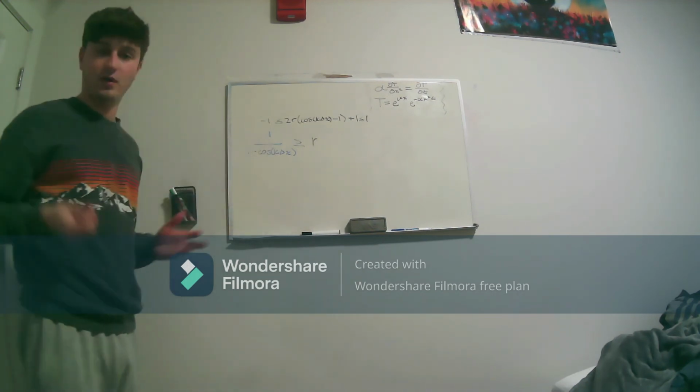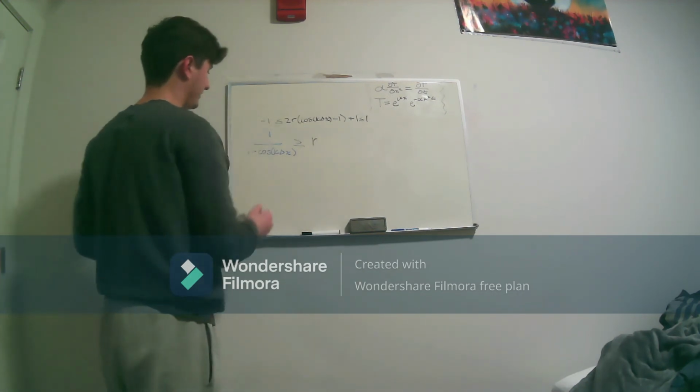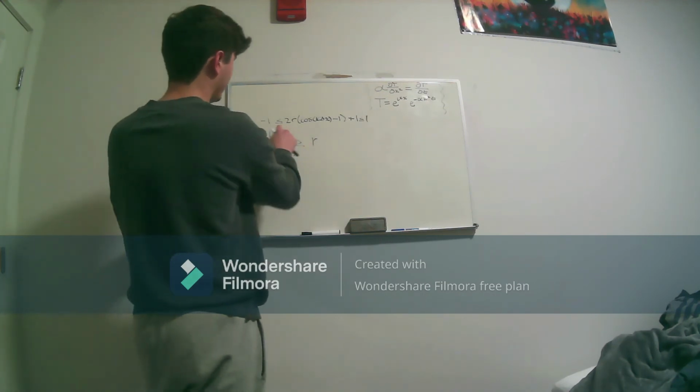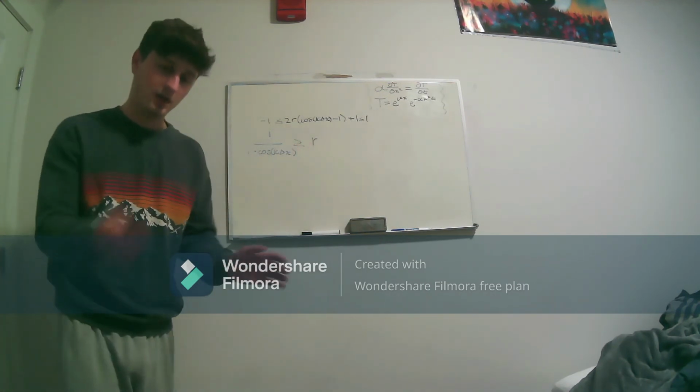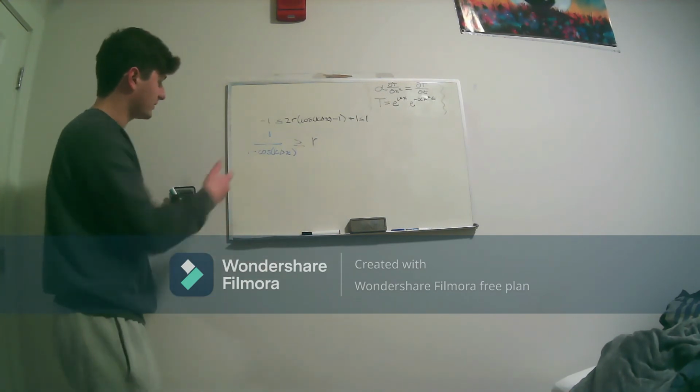So this is what we're going to end up with. Hopefully that made sense. So what we did was we divided by this. We flipped the signs, and we also had to flip our inequality as well. When you flip your signs, you flip your inequality. So this is what we're left with.